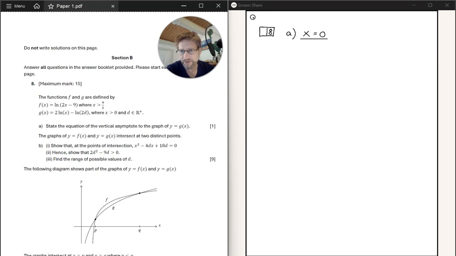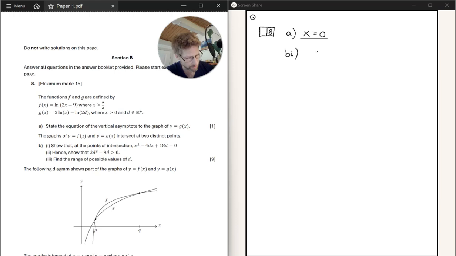Anyway, the graphs of f and g intersect at 2 distinct points. And then for question B, part 1, they say we have to show that at the points of intersection, this equation is fulfilled. So points of intersection happen at x coordinates where the two functions have the same function value.